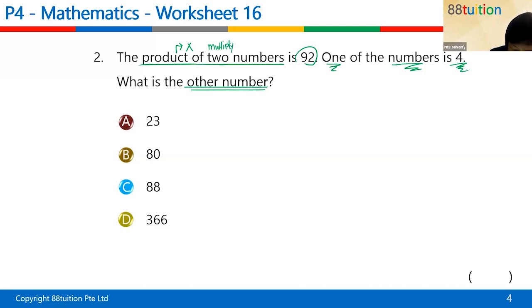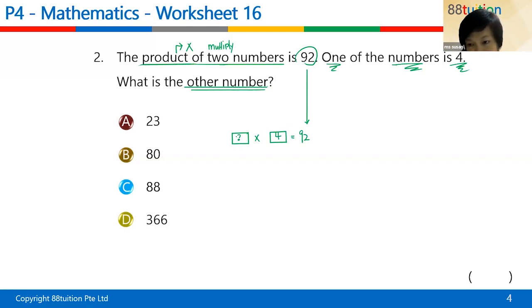Multiply, okay? So meaning there must be two numbers here. Something multiplied by something else, and that gives you 92. And one of the numbers is 4. So what is this number? Now the question is how to find that question mark. Who can suggest what to do? Anyone? Can you suggest how to find the unknown number there?